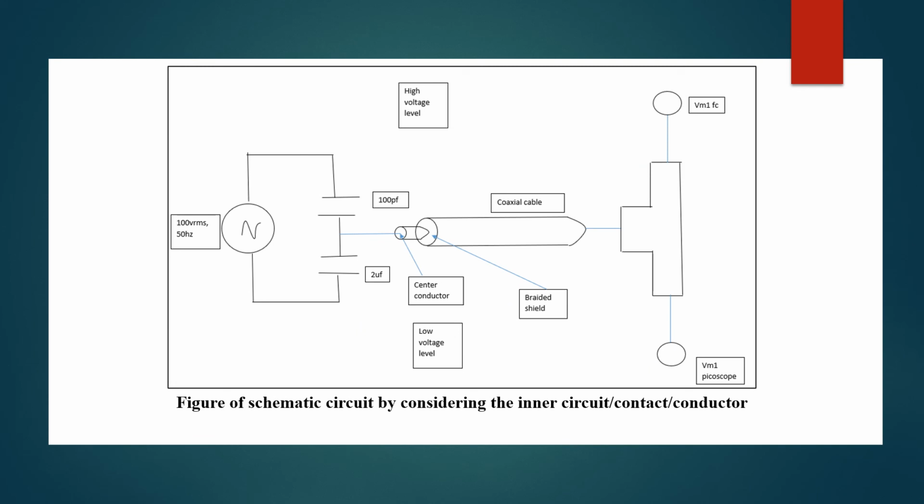This is the schematic circuit of the frequency converter and Picoscope. As you can see, the power supply is 100 VRMS and 50 Hz. It's connected to two capacitors, that is 100 picofarad for the high voltage level and 2 microfarad for the low voltage level. Then it's connected by a coaxial cable to VM1 of the frequency converter and VM1 of the Picoscope.